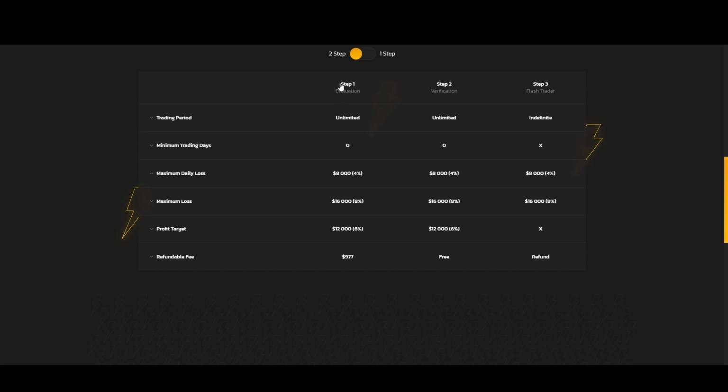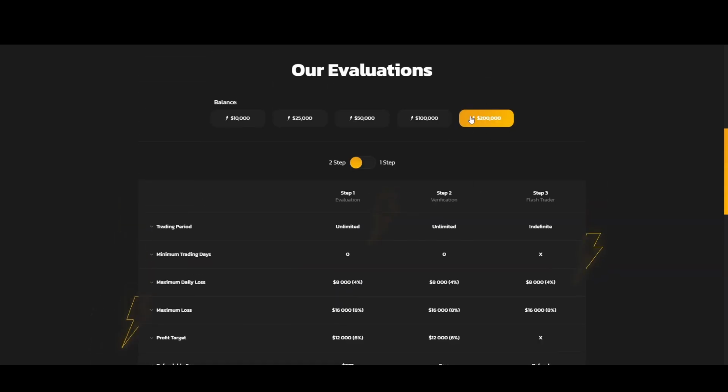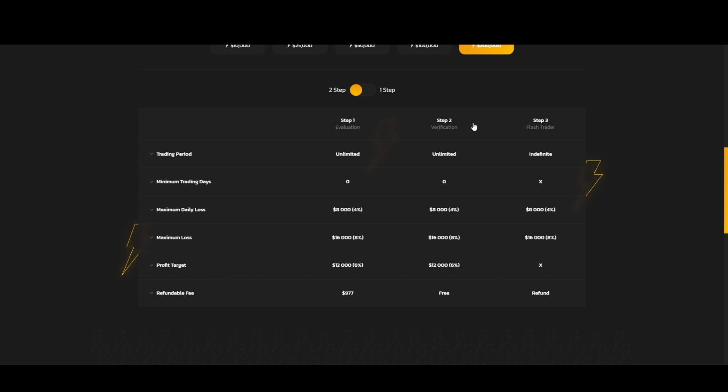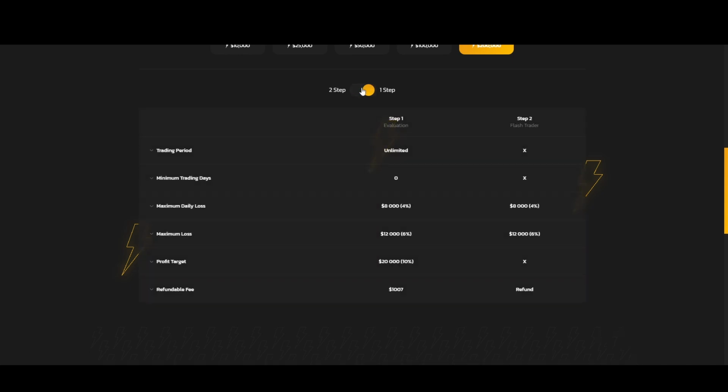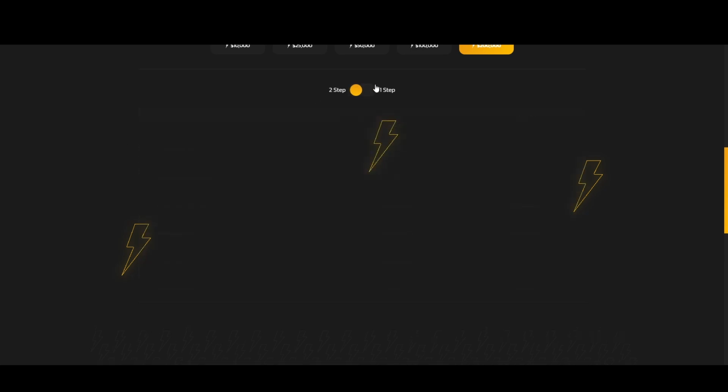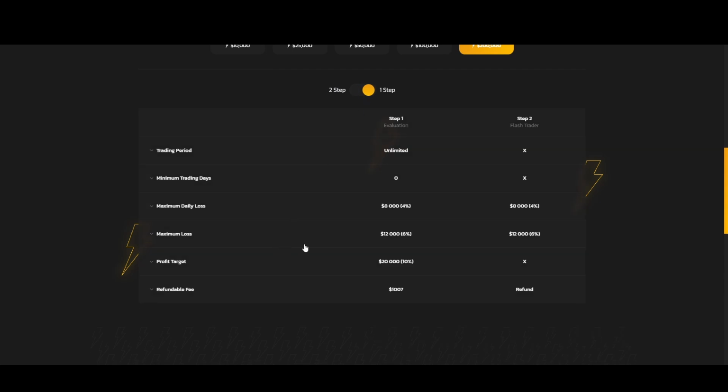And then, of course, the price for the 2-step, a refundable fee of nearly $1,000, $977, which all in all definitely isn't bad for a $200,000 account. I've seen much higher prices than that. Firms that have been around for a while, like FTMO, still haven't adapted too much to the fees of the current prop firms. And then we have a 1-step challenge as well, where in the 1-step challenge, your profit target is of course 10%.